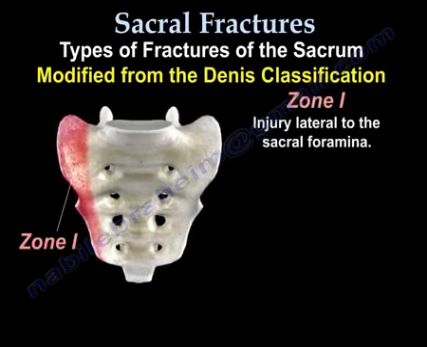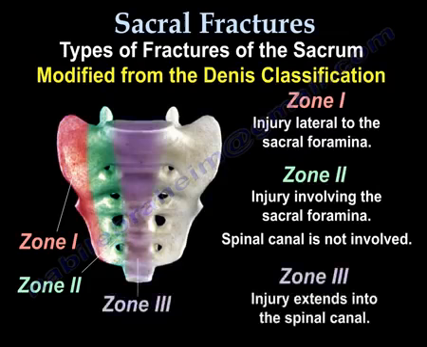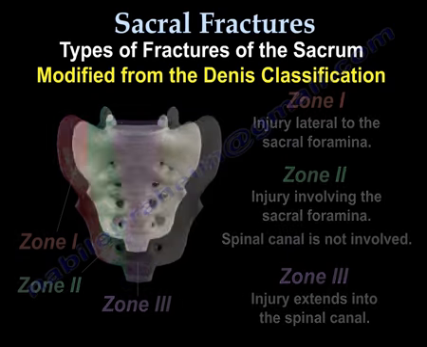Zone 1, injury lateral to the sacral foramina. Zone 2, injury involving the sacral foramina, and the spinal canal is not involved. Zone 3, injury extending into the spinal canal.